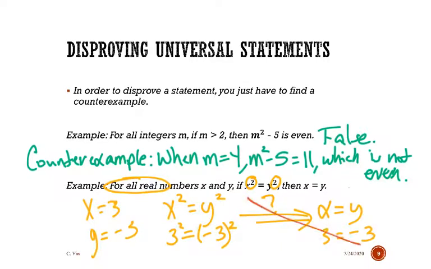And in this case, we have 3 equals negative 3, which we know is not true. And so that doesn't work. And so our counterexample here would be the x equals 3 and y equals negative 3. And so we can say it's false. And I'll just say counterexample. And we have the x equals 3 and the y equals negative 3.